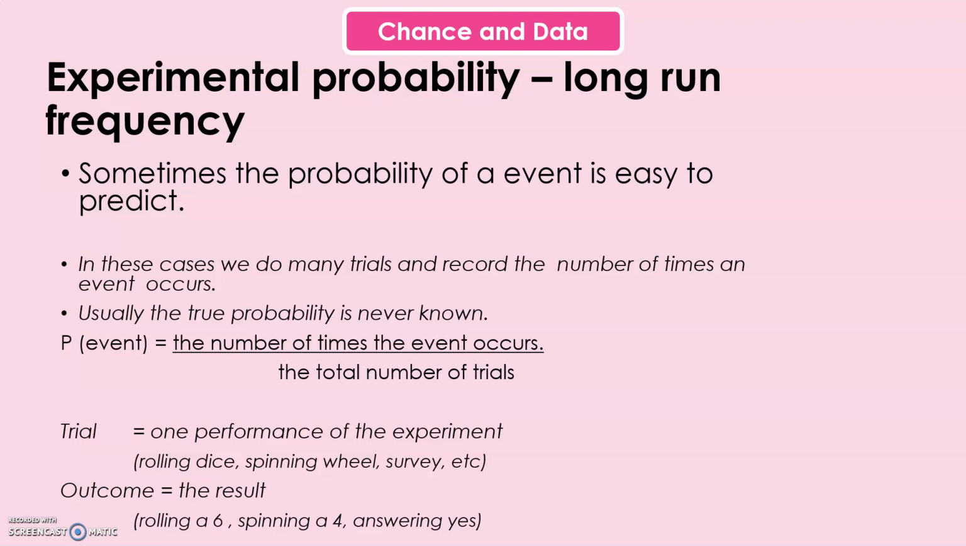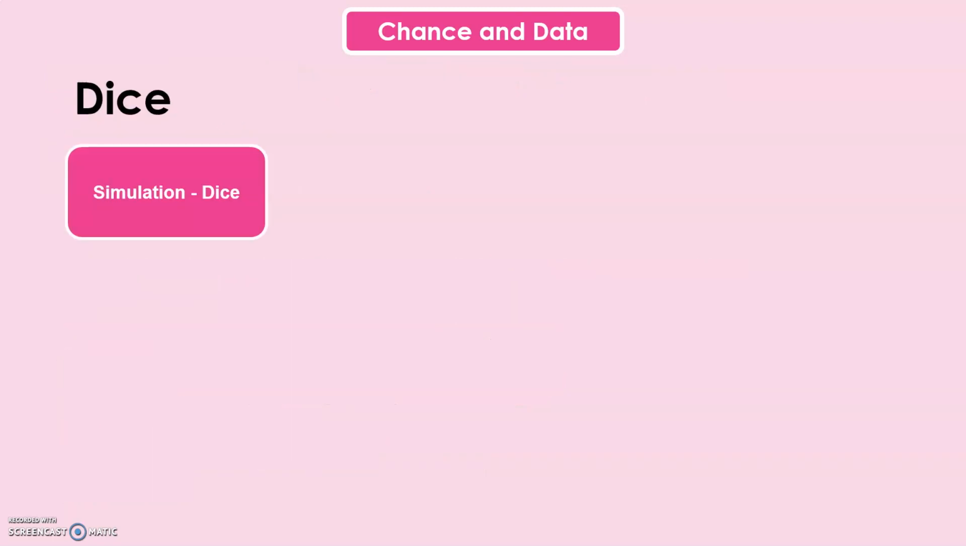So the key bit of information that we need to understand is to work out the experimental probability. We use this calculation: the number of times an event occurs divided by the total number of trials. Now, this will not match the theoretical probability because it's measured in a different way. But the more trials we do, it's found that the closer we get to the theoretical probability. So generally, a lot of the time, simulations are used for long-run frequency or experiments. So we're going to take a look at one with some dice.